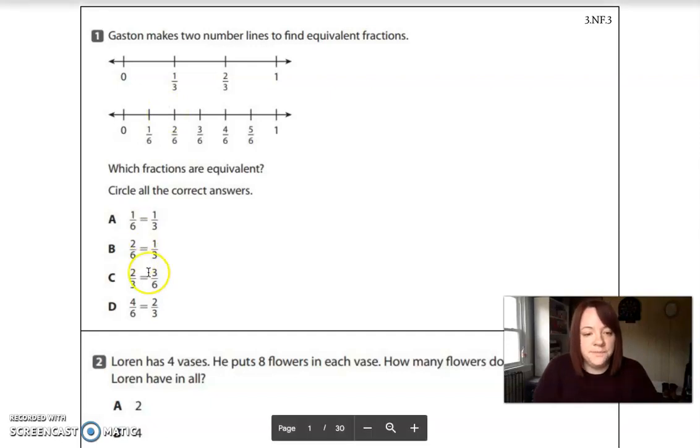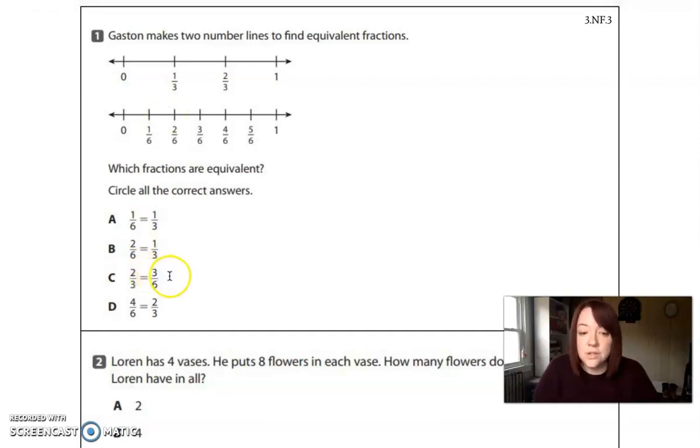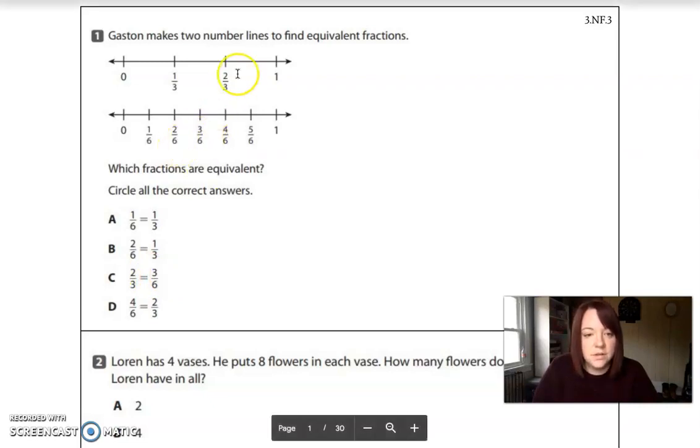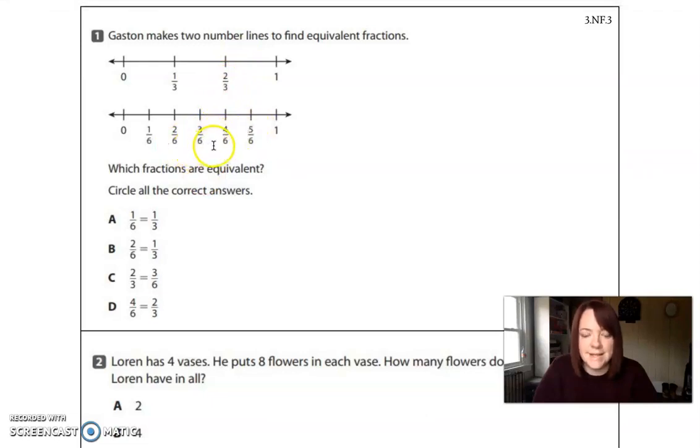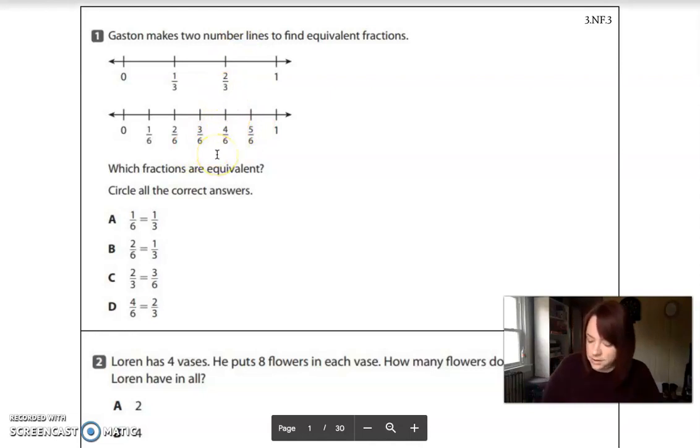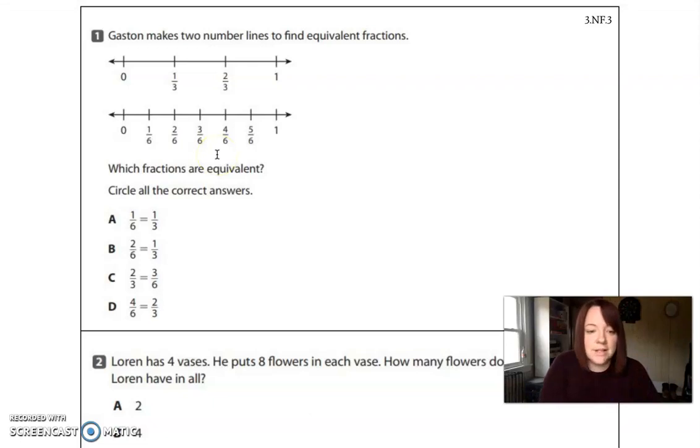Now, letter C. 2/3 equals 3/6. Let's find 2/3. Here's 2/3. Does that equal 3/6? No, it does not. They do not line up. So we know letter C, sorry, is not correct.